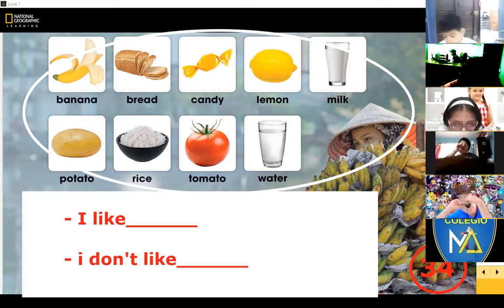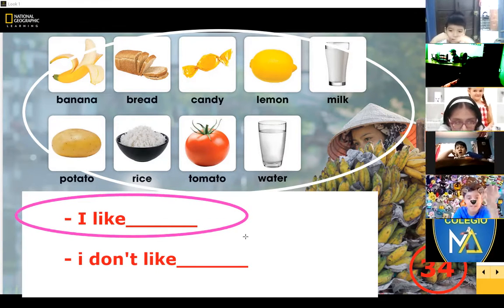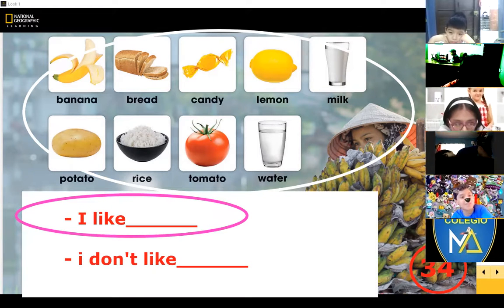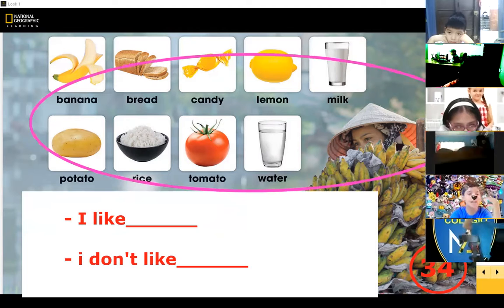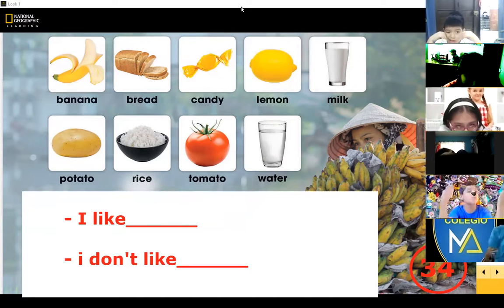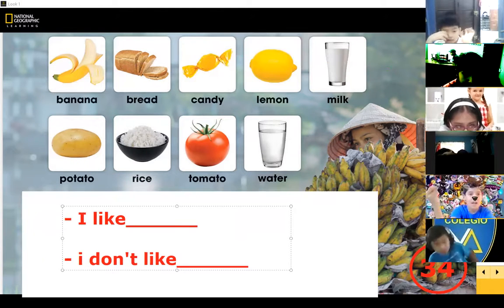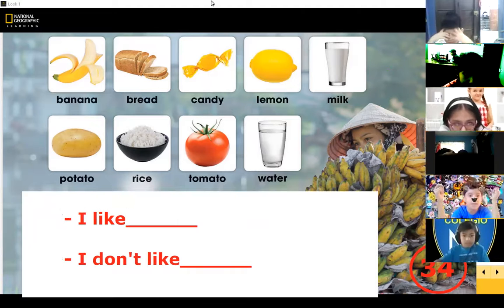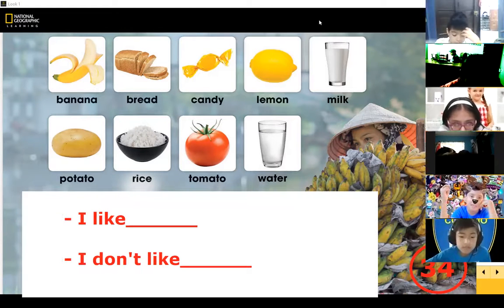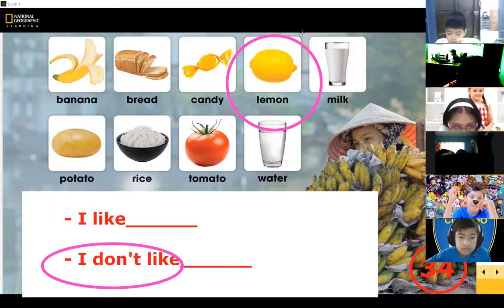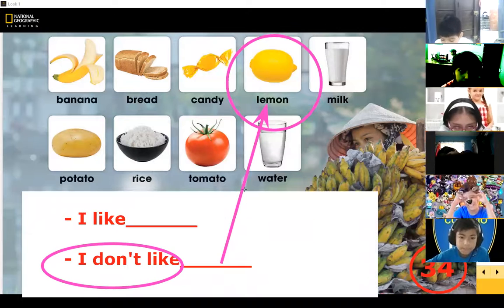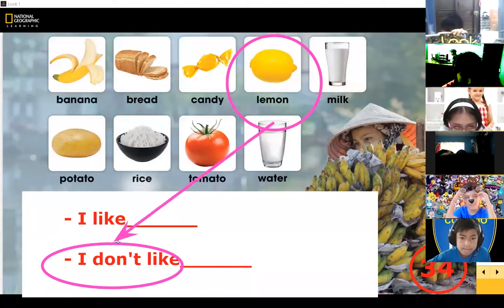Tomato, okay, entonces decimos, tomato. I like, cuando te gusta algo decimos, I like tomato. Very good, and tell me, what is something that you don't like? ¿Y cuál de estos products you don't like, no te gusta? Lemon. Entonces, ¿cómo decimos? I don't like. Recuerda que cuando no te gusta decimos I don't like.